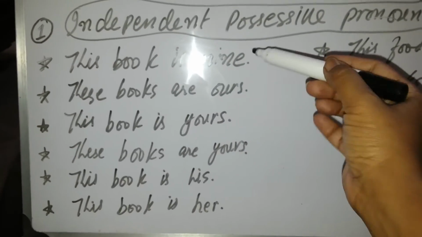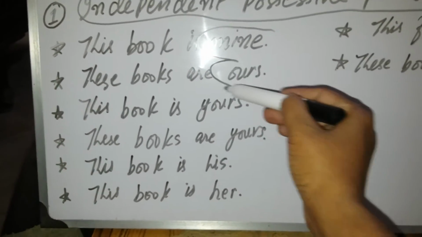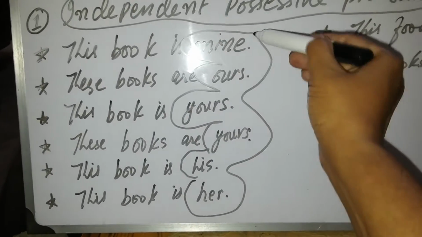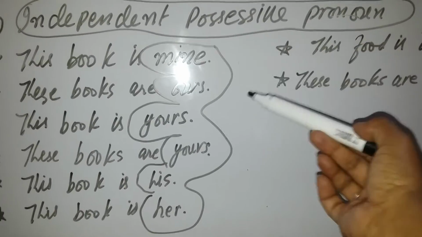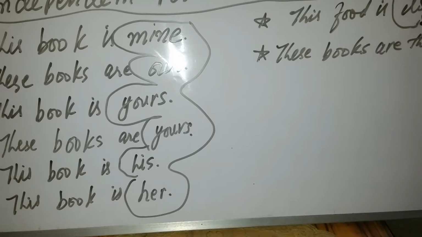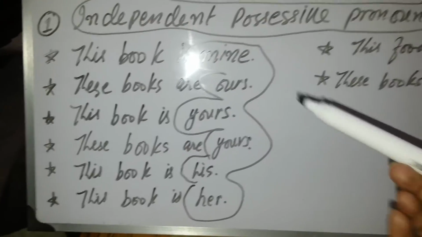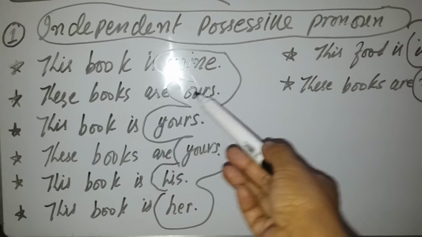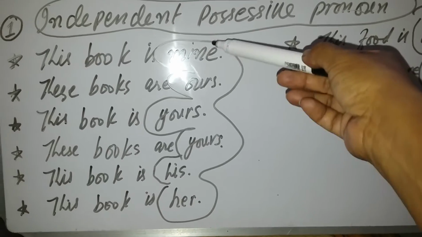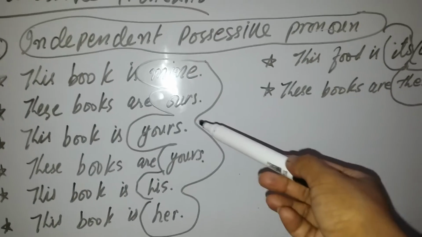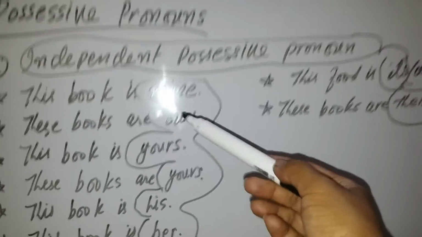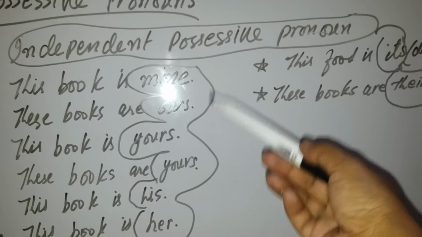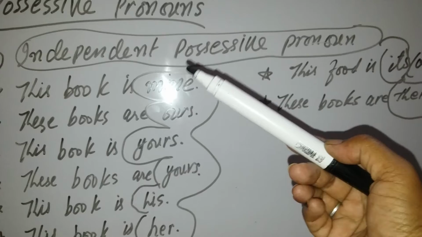Now look at all these independent possessive pronouns which are written at the end of the sentence. You will find there is no noun written after them. There is no noun after them, but the noun can be seen at the beginning of the sentence. This book is mine. These books are ours. So that's why these pronouns are called independent possessive pronouns. They don't need any noun to be written after these pronouns.